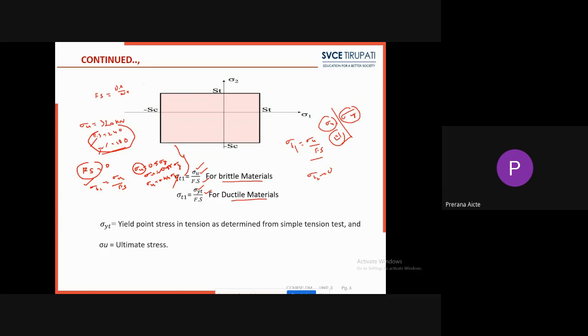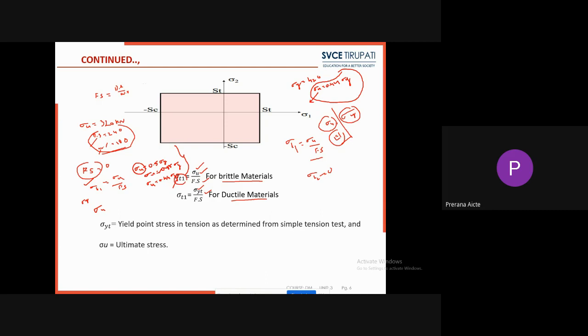Remember, when sigma U is expressed in terms of sigma Y, they will give the yield point stress and will not give the sigma U value. For example, sigma Y is equal to 420 megapascal. First you calculate the ultimate stress value. How do you calculate it for brittle material? Sigma U is equal to 0.44 into sigma Y. Yes or no? Yes, sir. Based on this formula, first calculate the sigma U value. After getting it, substitute into the given equation and calculate the sigma T1 value. It is very important.